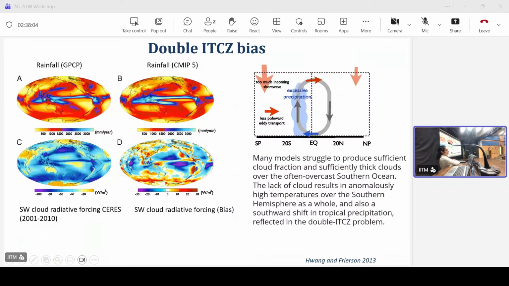Now, when we look into the observed radiative forcing, the shortwave cloud forcing from observations and models, you can see from observations there is cloud cover over this region which reflects the solar radiation, which cools down the southern hemisphere. But in the models, we have a very warm bias, with far fewer clouds over this region and more input of energy. So when we have too much input of shortwave radiation over this region, again, it pulls the ITCZ southward, and it contributes to the production of this double ITCZ bias.